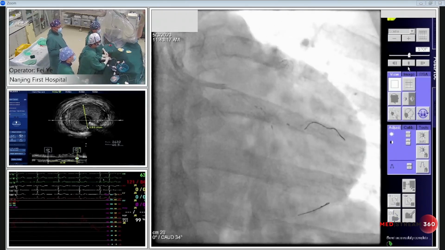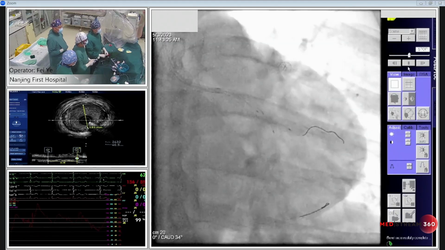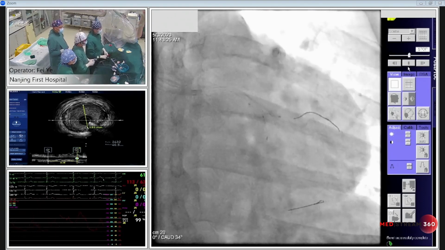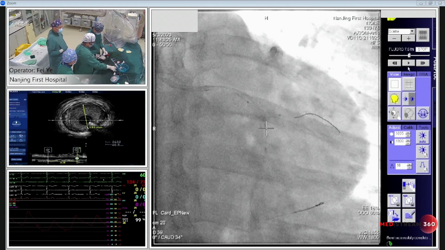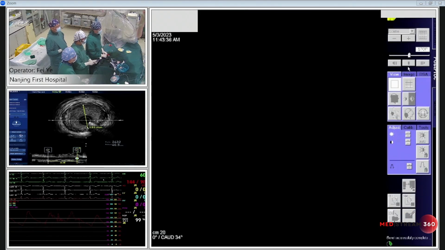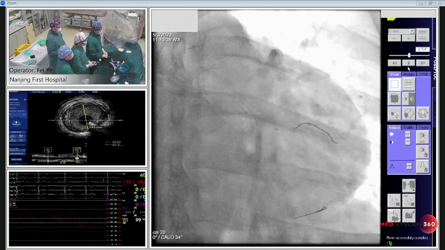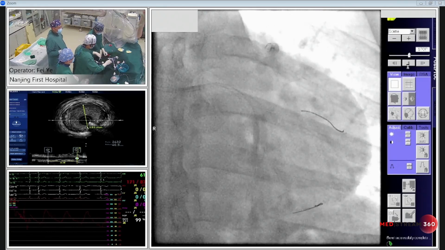Okay, flow is good without dissection. So we want to pull back the gelled balloon. Push the 3.5 balloon a little distally. Okay, inflation 6. That's enough. Pull back the gelled balloon. Okay, stop. Nice. Stop.